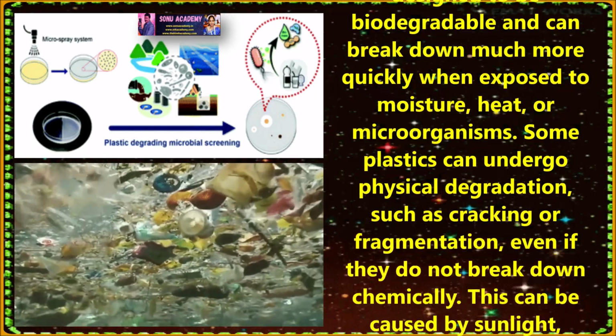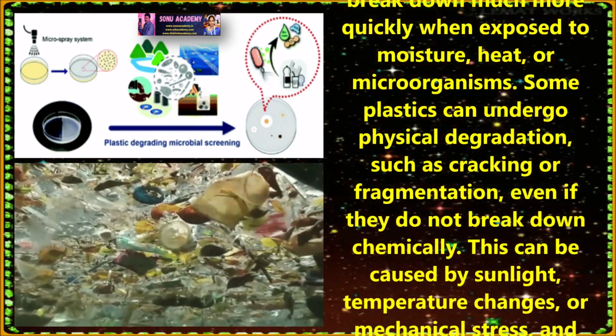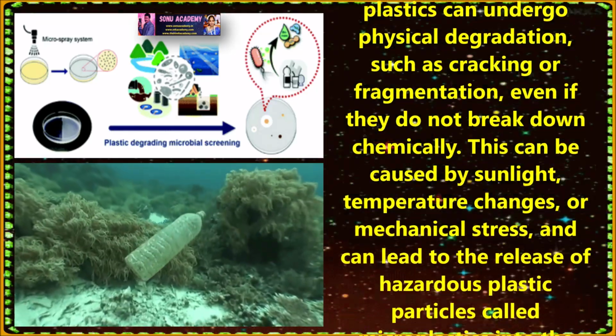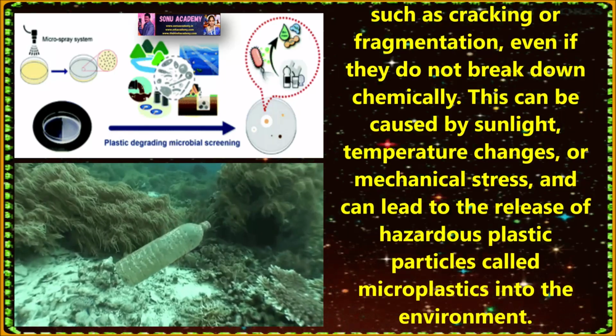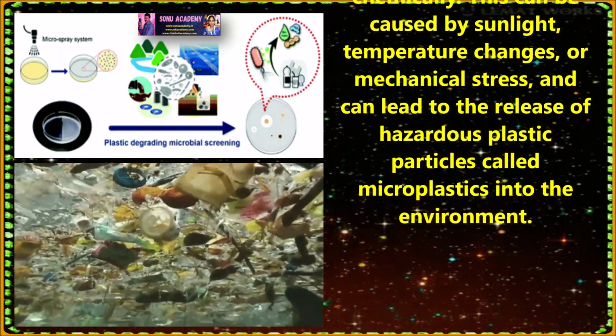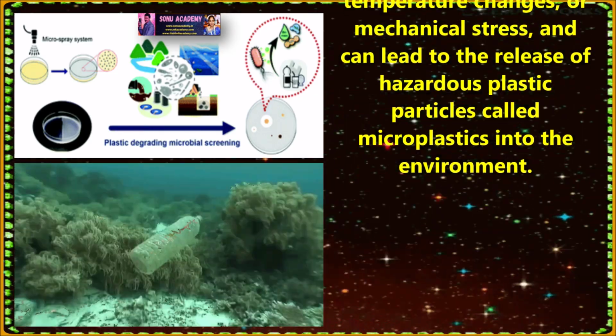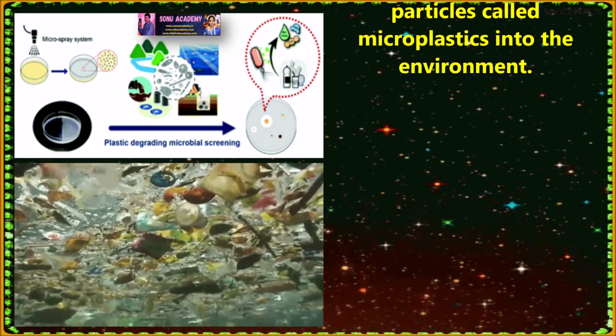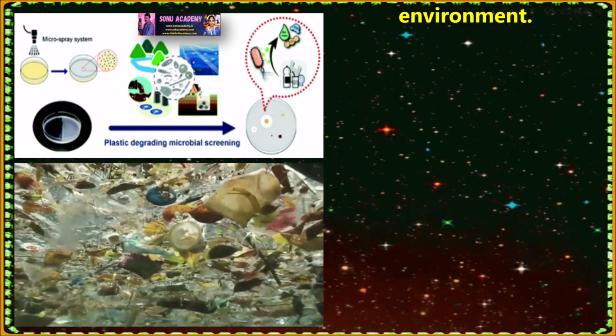Some plastics undergo physical degradation, such as cracking or fragmentation, even if they do not break down chemically. This can be caused by sunlight, temperature changes, and mechanical stress, and can lead to the release of hazardous plastic particles called microplastics into the environment.